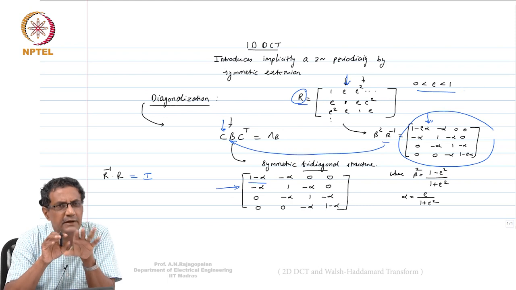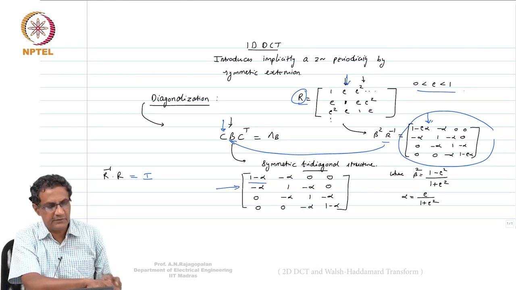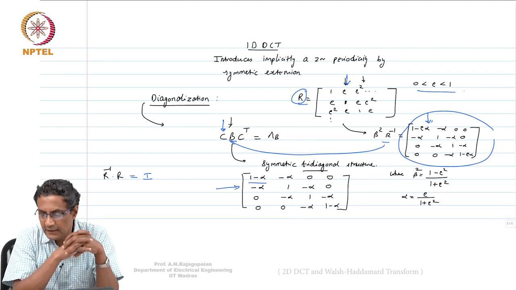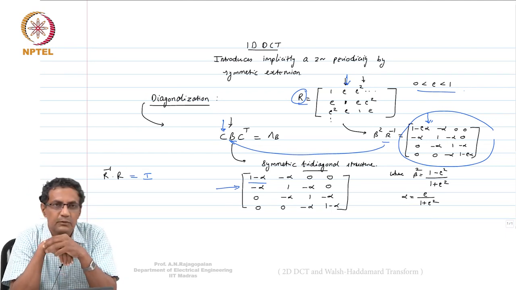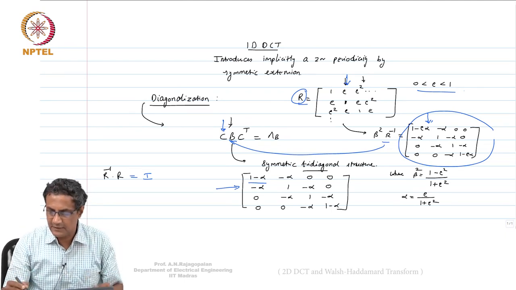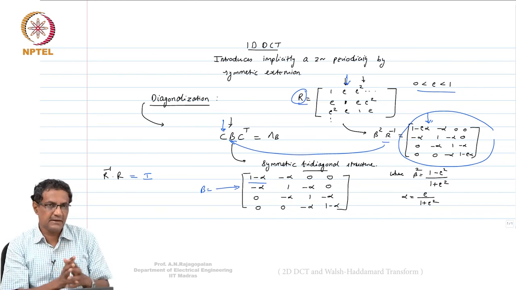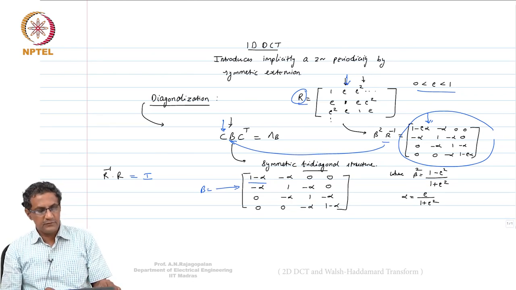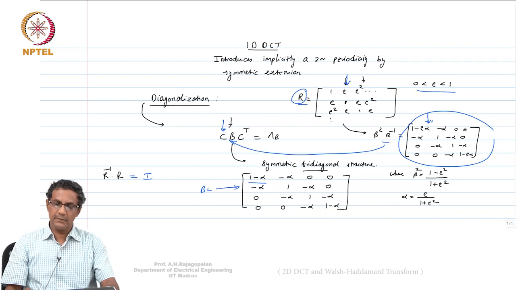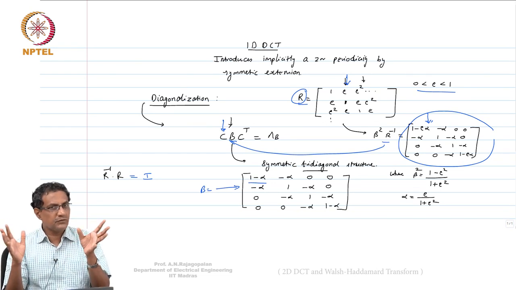So when you are inching towards 1, when you come closer and closer, that means when the correlation becomes higher and higher, then you can show that in place of B, if I put in this R inverse, and R inverse has the structure of this, suppose we call this B, that is the kind of matrix that a DCT can diagonalize. So what will happen is when you multiply R inverse on the left by C and on the right by C transpose, you'll get an almost diagonal matrix.